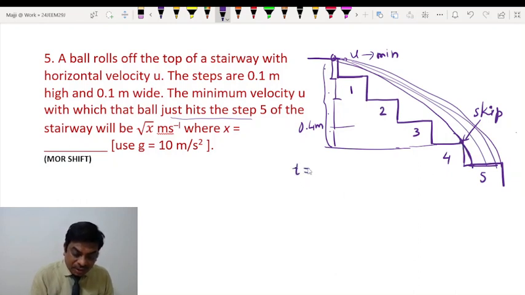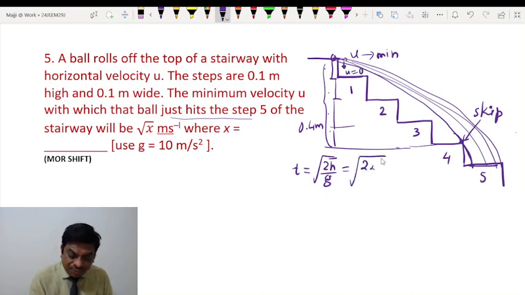Now the time taken will be under root 2h by g. As you know, there is no vertical component of initial velocity. So the time taken will be under root 2h by g. h is 4 by 10, g is 10. So this is root 2 into 4 by 10 by 10. So this is root 2 by 5.